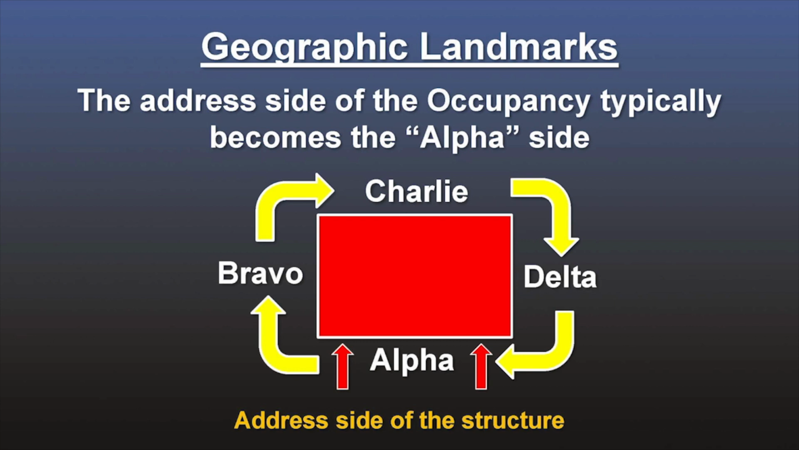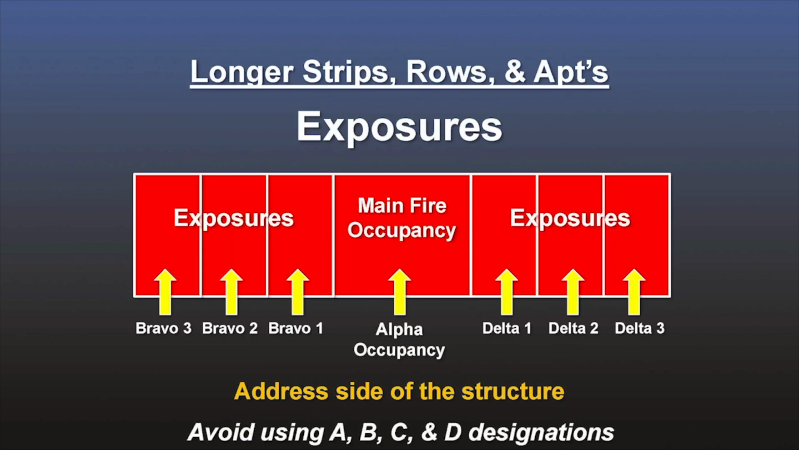There may be situations when there is confusion on how the landmarks orient with the streets. If that is the case, then the initial arriving IC must be able to designate the Alpha side of the structure. Longer strips, rows, and apartments for our exposures. How do we go about naming those?